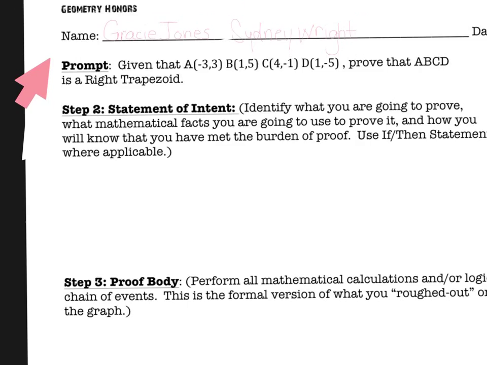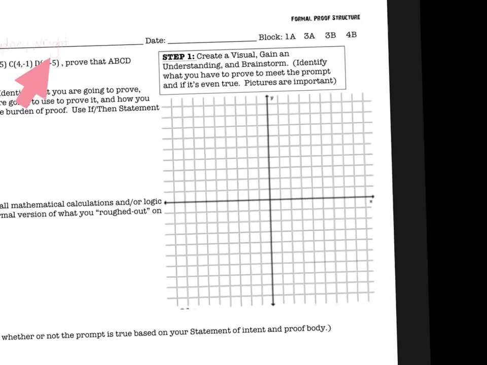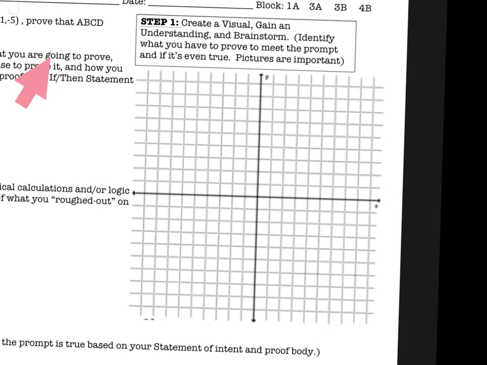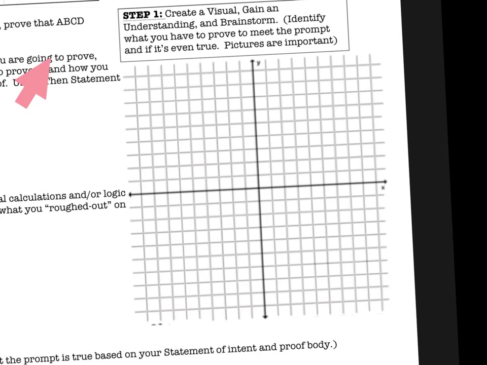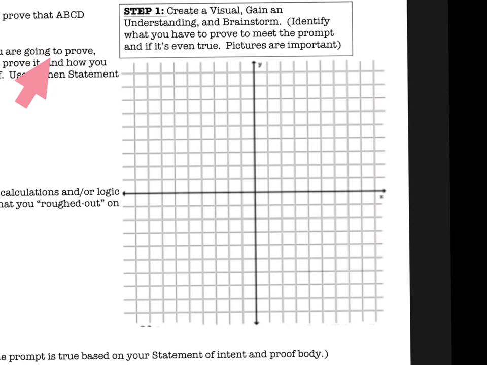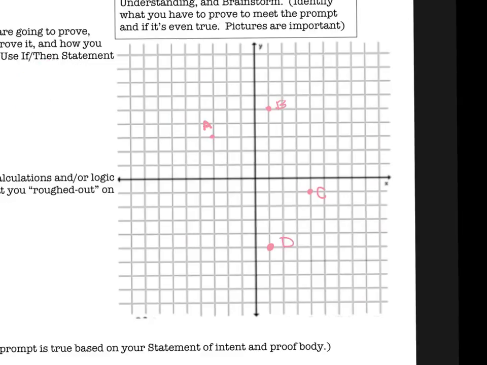So what I like to do first is read through step 1, which is create a visual, gain information, and brainstorm. So basically, we're going to plot our points. Once I have all my points plotted, which I do here, A, B, C, and D, I am then going to just connect the points with a line.